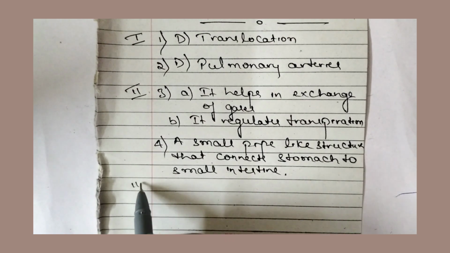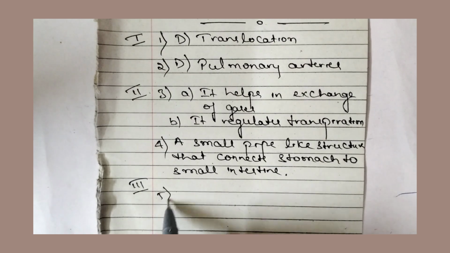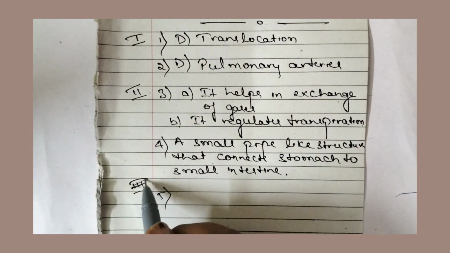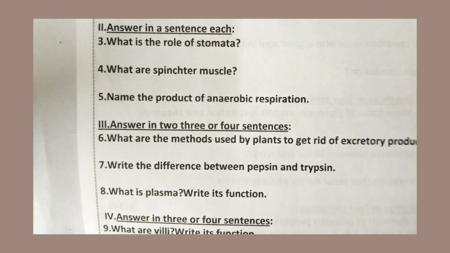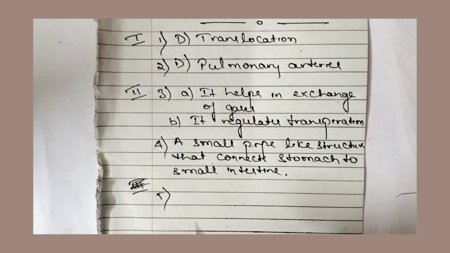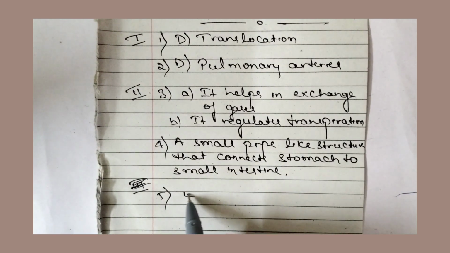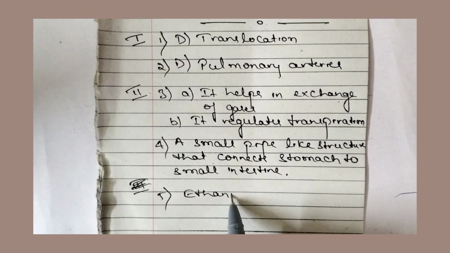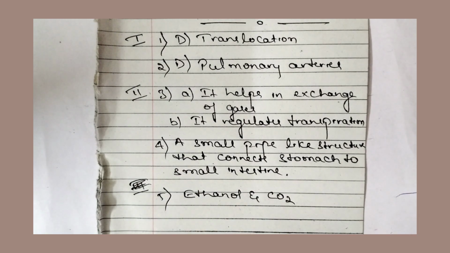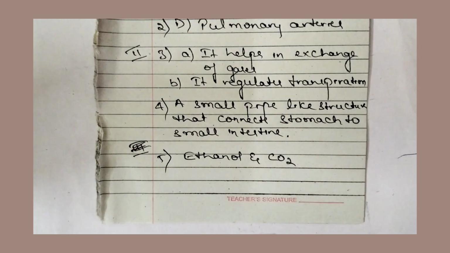Now let us move to question number 5. Question number 5 is: name the product of anaerobic respiration. During anaerobic respiration, what will be the product? It is ethanol and carbon dioxide. So ethanol and carbon dioxide are the products of anaerobic respiration.